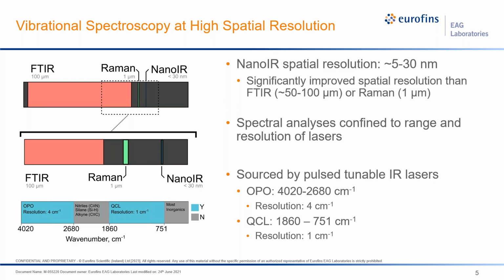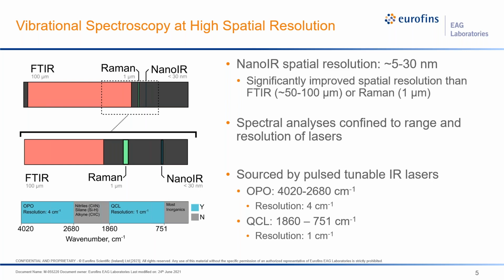So in our case, we're using 2 pulse tunable infrared lasers, an OPO, which covers the high wave number region, so 4,000 to roughly 2,700 wave numbers. This has your CH, OH, and NH stretches, and then a QCL, which covers roughly 1860 to 751 wave numbers.